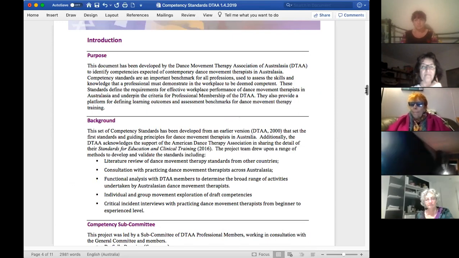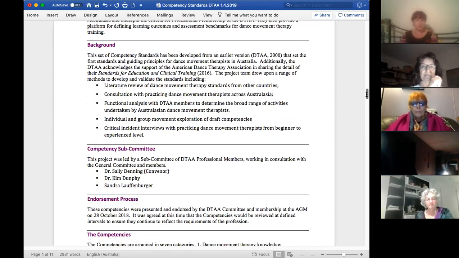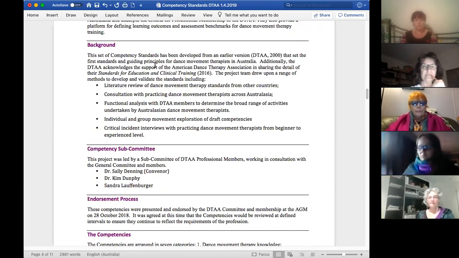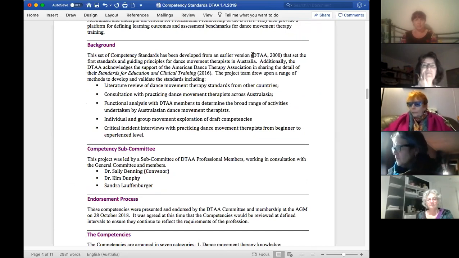And I'll just briefly introduce how we got these standards, and then hand over to Sandra to begin to introduce them. So in 2000, the DTAA had, they weren't exactly competency standards, but the idea of guiding principles for dance movement therapists in Australia. So we have had a document since 2000. And then last year we were beginning a project to get dance movement therapy recognised by the NDIS as a modality that could be funded.